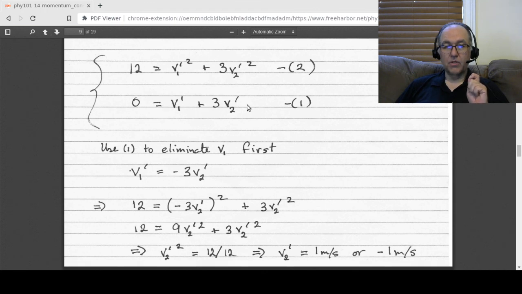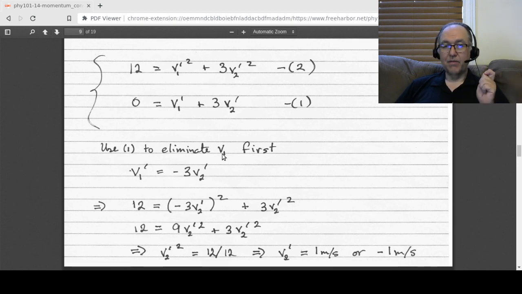And the first thing you might do is go, you know what, because you've got two equations and two unknowns, you've got to substitute one into the other. The easiest thing to do is to start with equation 1 because that doesn't have any squares in it, and isolate either v1 primed or v2 primed. It's easiest to isolate v1 primed, obviously, and then substitute for v1 primed into there and solve for v2 primed. So that's what we'll do.